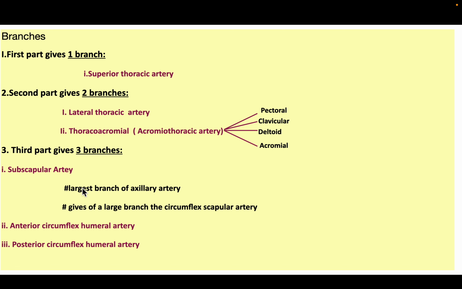So when a question comes on the axillary artery, you are supposed to write the different parts of the axillary artery. It is the continuation of which artery, that is subclavian artery, and after its termination at the lower part of the teres major, it becomes the brachial artery. Then come the branches of the axillary artery.